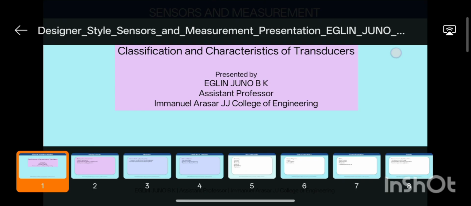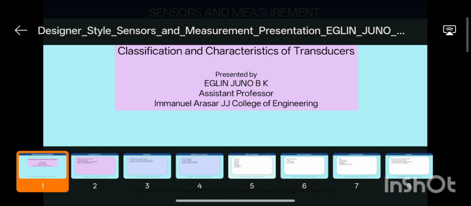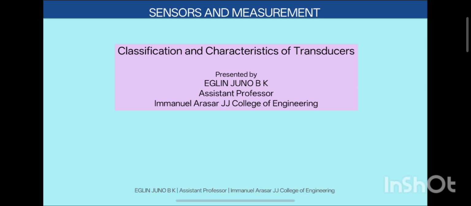Engineering. So today we are going to study one of the most important topics in sensors and measurement, namely classification and the characteristics of transducers. Almost every biomedical instrument, whether it is an ECG machine, blood pressure monitor, pulse oximeter or ultrasound scanner, uses sensors and transducers. Therefore, understanding this topic is essential before studying biomedical instrumentation.